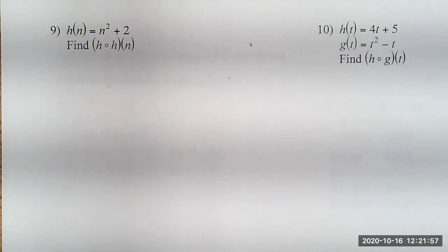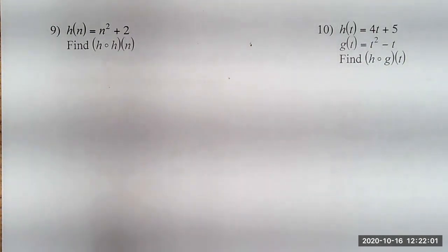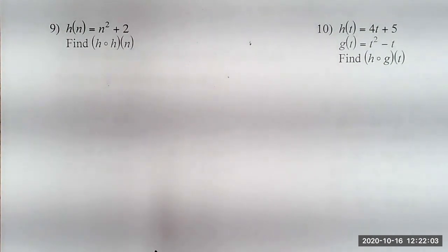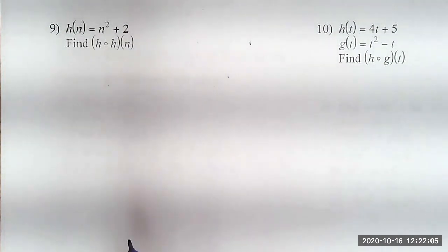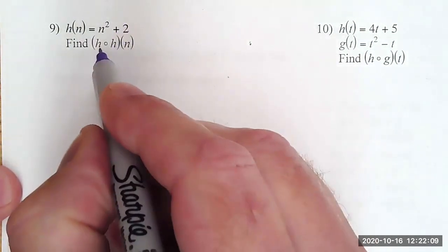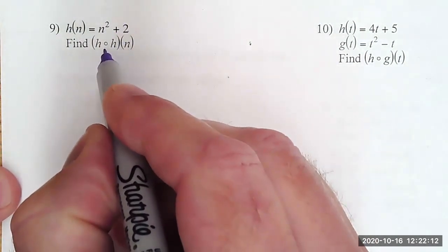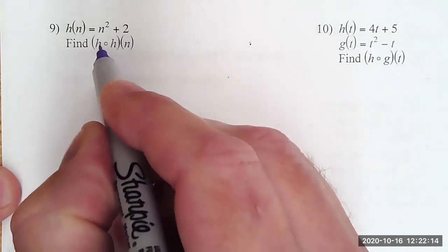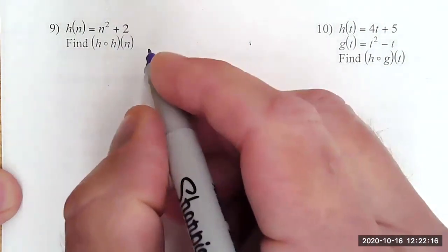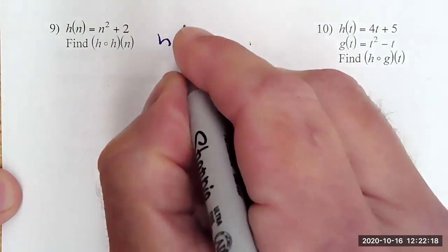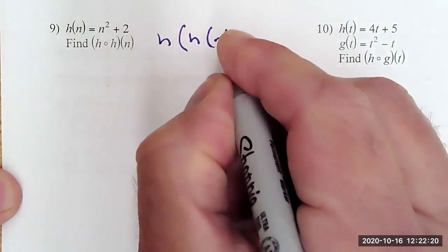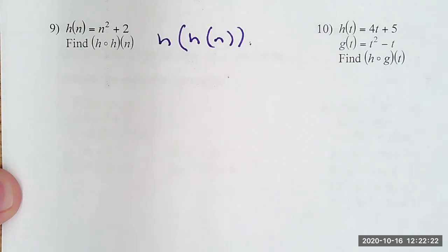Okay, welcome to the lesson on composition of functions. A composition of functions is when you have a function that is the input for the other function. This symbol, the circle, is not multiplication. It's "of": h of n. This can also be written as h of n, so those two are equivalent.